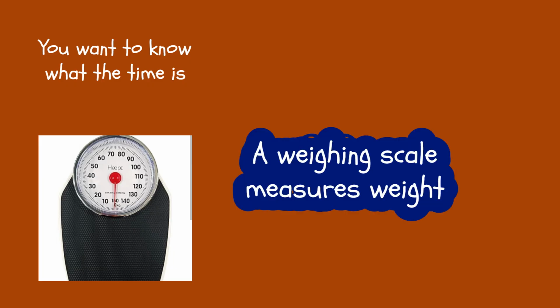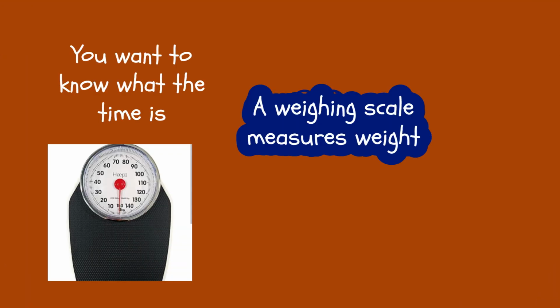Now, same situation. Let's say you want to know what the time is again. Then you pick up a weighing scale. A weighing scale is an instrument that we use for checking our weight. We don't check time using a weighing scale. So no matter how good that weighing scale is, no matter how expensive or how beautiful it is, you can never check time using it. So it is not valid. It is not the right instrument for answering that question.